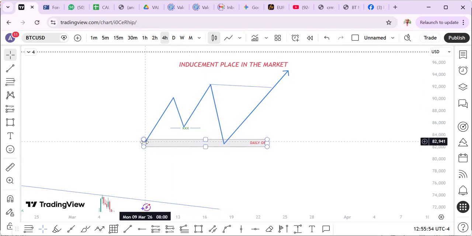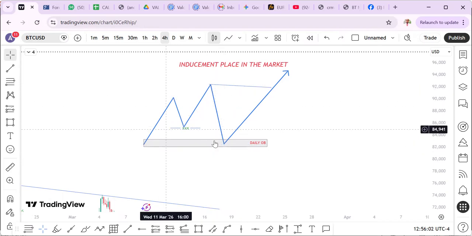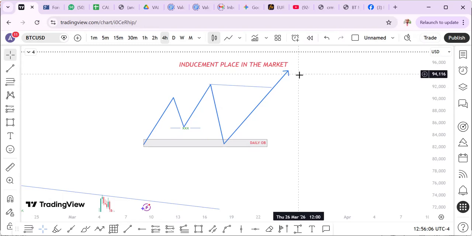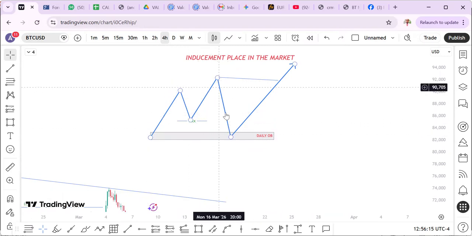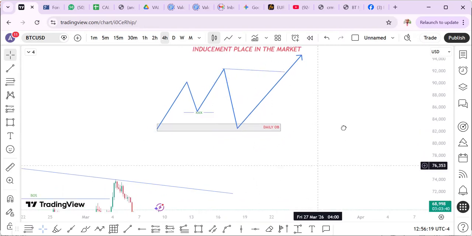Then this other block has not been mitigated before they move price, and later you see how they move price down, mitigate the other block, then this is the real move. So whenever you want to buy or you want to sell, you must watch out for inducements before you take your long position or your bearish position.